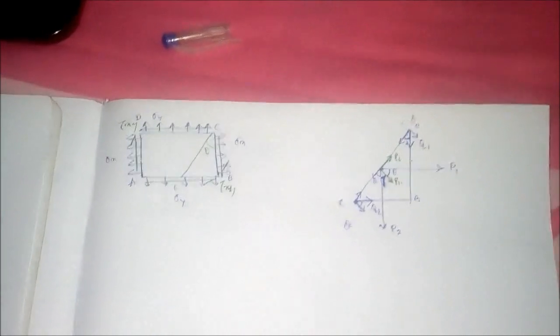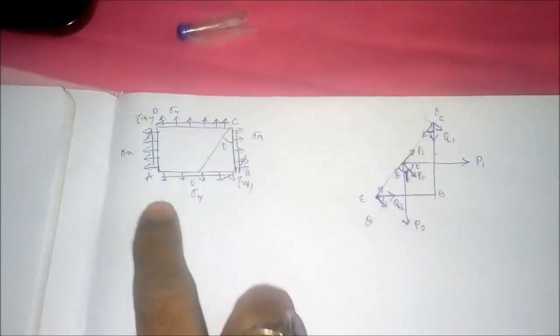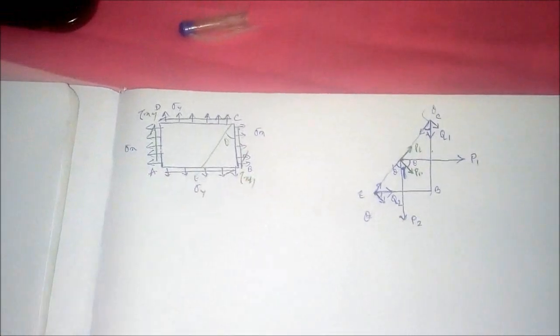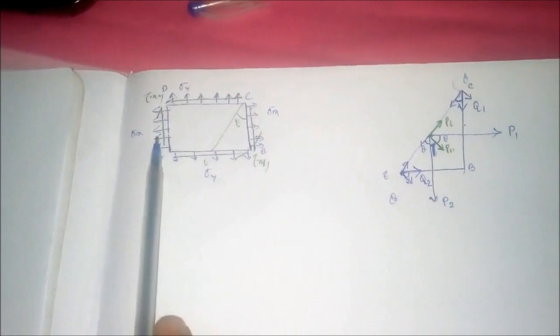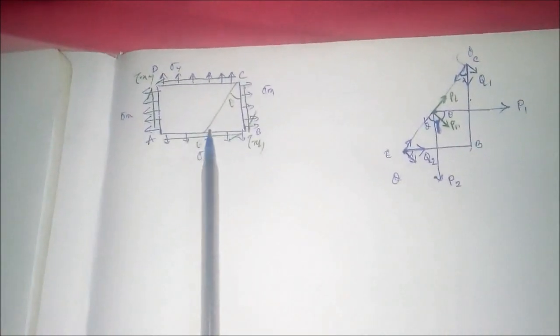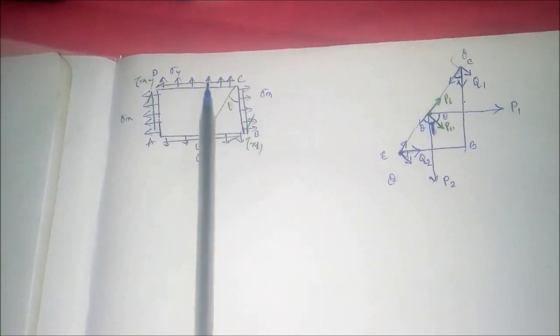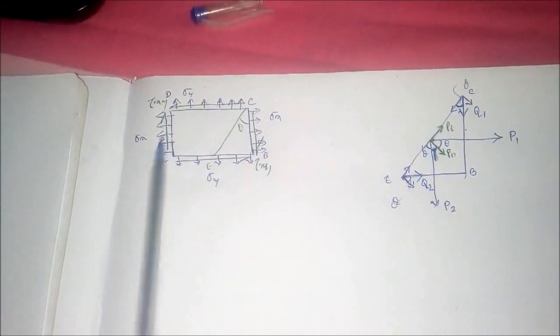Next case, we are applying direct stresses and shear stresses at the same time. So this is a body A, B, C and D. So this body has direct stresses in x direction sigma x and y direction sigma y, right? And shear stress which is tau xy. So direct stresses and shear stresses we are applying, right?